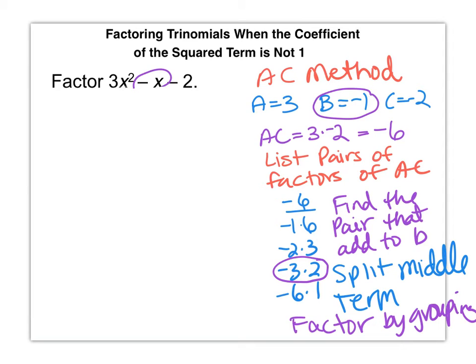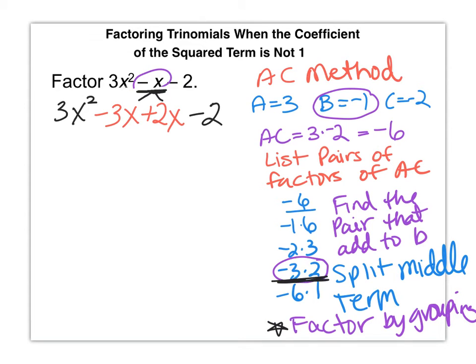So we did AC, we found the factors, we're going to split up the middle term. The first term remains the same. We write the first term as 3x squared. The middle term, we are going to split it up into two terms using the pair of factors of AC that add up to the middle term. And that is going to be negative 3x and a plus 2x. We're essentially finding the outer and the inner here.